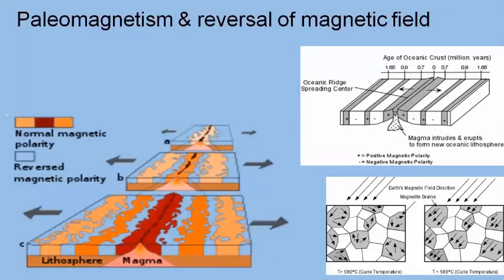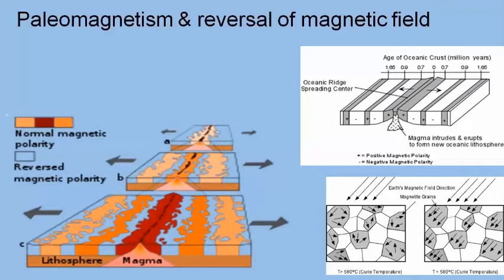The other is paleomagnetism. Now what is paleomagnetism? See over here, this is the Earth's geographic north. The Earth's geographic north and south is fixed. We can't do anything with that. But what changes is the magnetic north and south. The magnetic north and south interchange themselves every couple of lakh years.